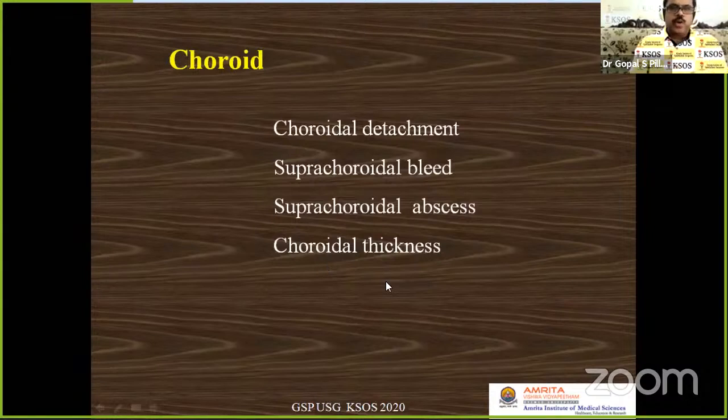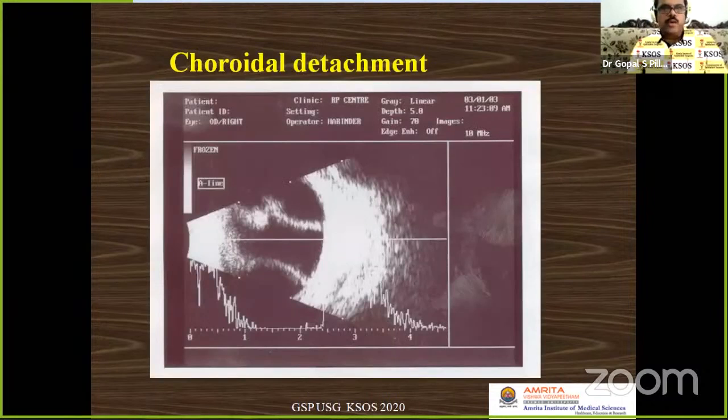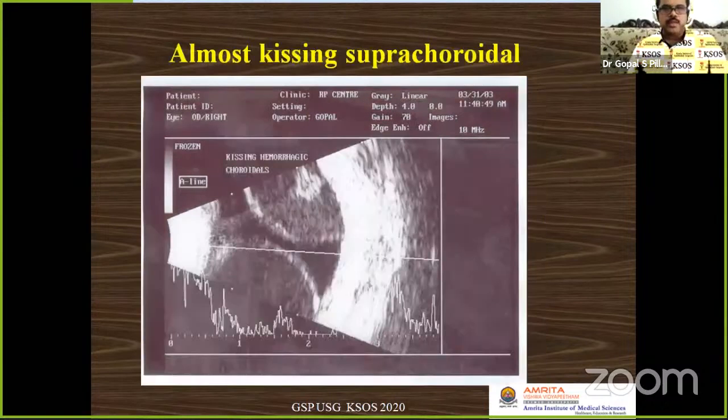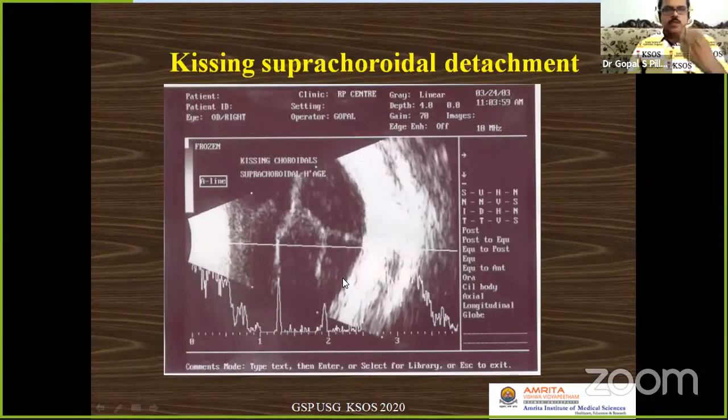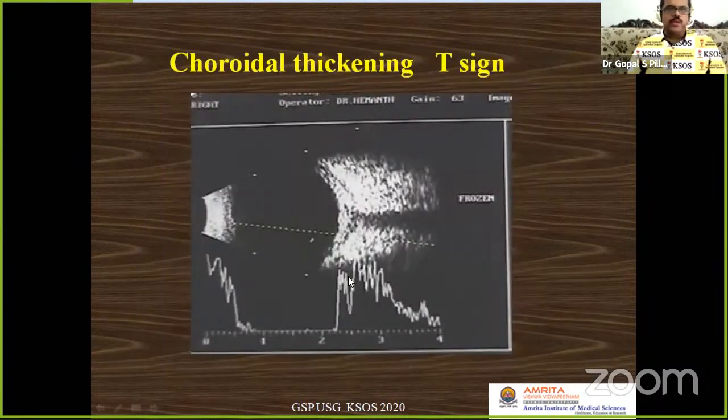Choroidal detachment, suprachoroidal bleed, suprachoroidal abscess, choroidal thickness, all these are very important. Like as I told you, this is a signature ultrasonography, a morphological marker of a choroidal detachment, wherein from either side, there will be a compressive lesion like this. And these are massive kissing suprachoroidals. There is blood underneath the kissing choroidals also. Okay, so these are all different types of kissing choroidals.